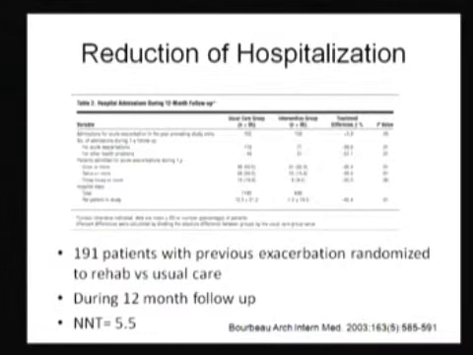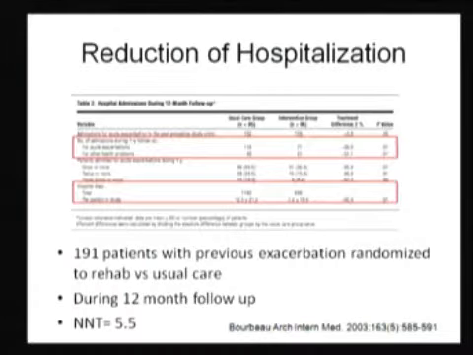The evidence comes from this and several other studies. This is a randomized controlled trial of 191 patients. These patients had an exacerbation within the last year, and patients who were randomized to pulmonary rehabilitation had less hospitalization over a follow-up of 1 year, 12 months, and it was statistically significant. They spent fewer days in the hospital. They were hospitalized less, the frequency is less, and the amount of time spent in the hospital is less.